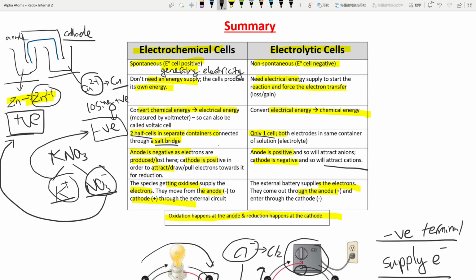How come the other one doesn't use a salt bridge? You can talk about the electron transfer. So what is being oxidized? It is losing electrons, but where is that going to?